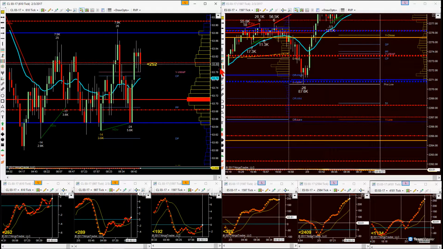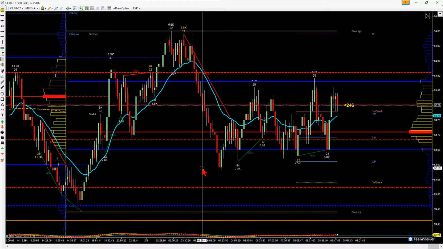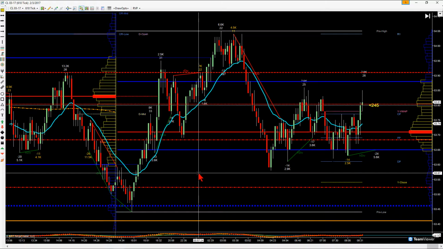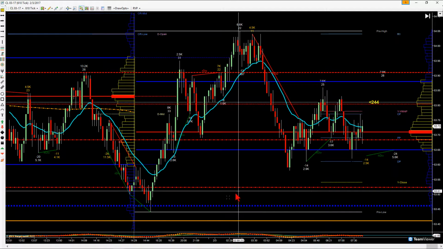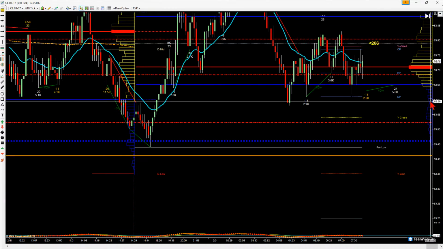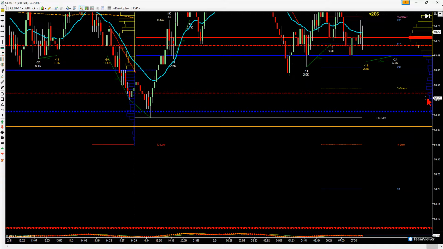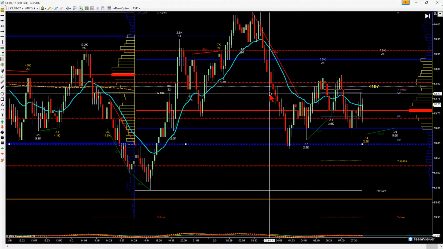Let's make some adjustments onto our chart from yesterday. Here is the value area from the day before. So I'm just going to start shifting these guys. Move this.